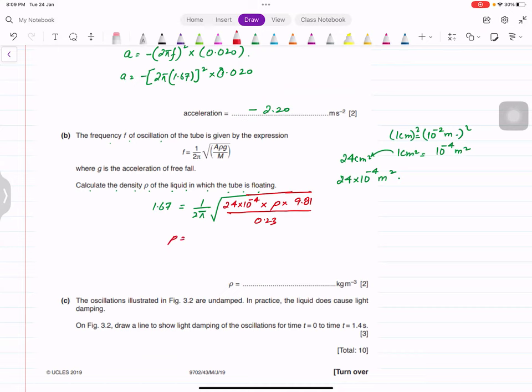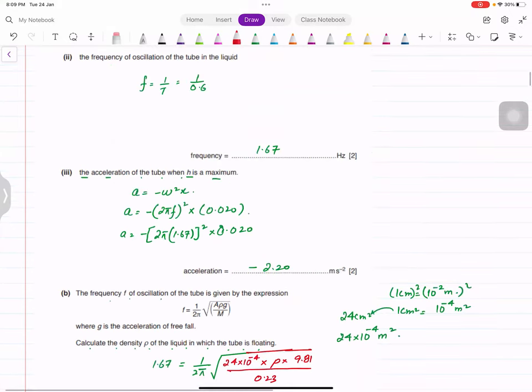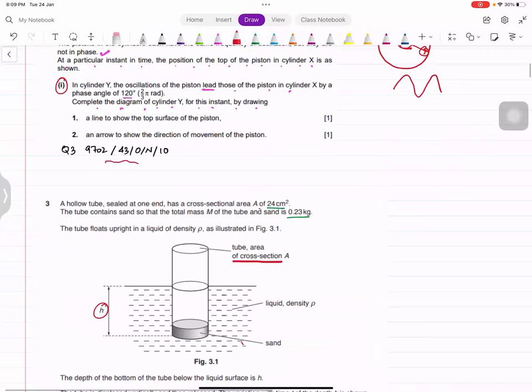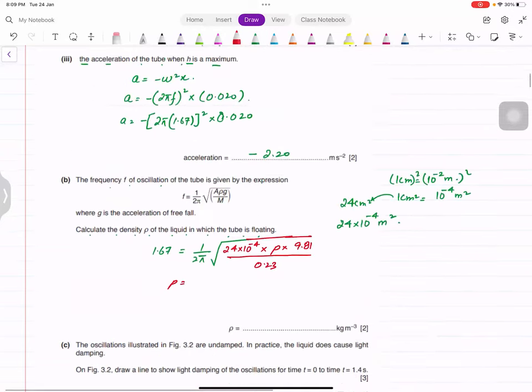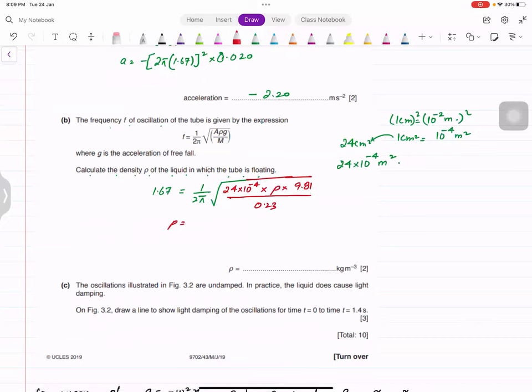So where did you get 24 from? It's written in the question here. The area is 24 centimeter cube. Oh, okay. Did you print the PDF? I'm sure you haven't printed the PDF. Yeah, no, I haven't printed it. Okay, all right, good.